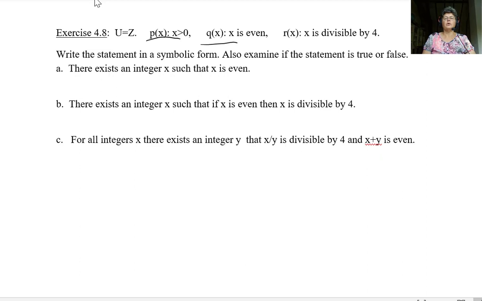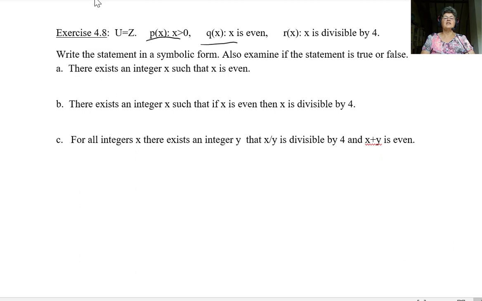We have a few propositional functions. P is a function of x, Q is a function of x, and R is a function of x. And they will become propositions when x is given a specific value. Write the statement in a symbolic form. Let's look at question A.